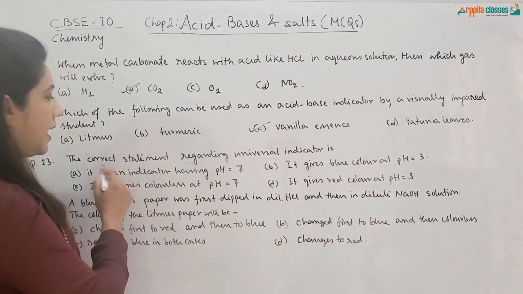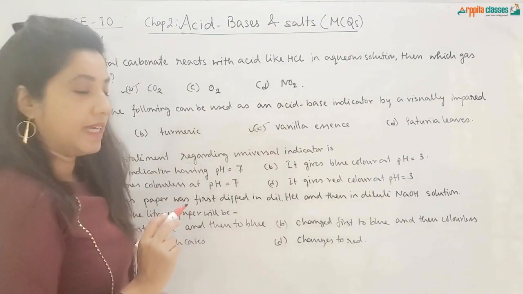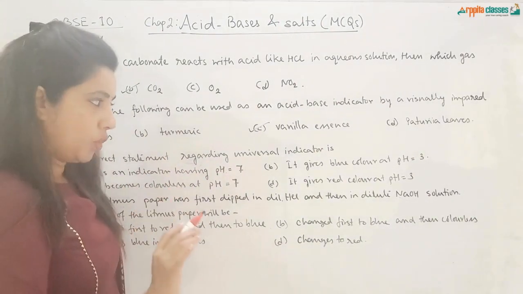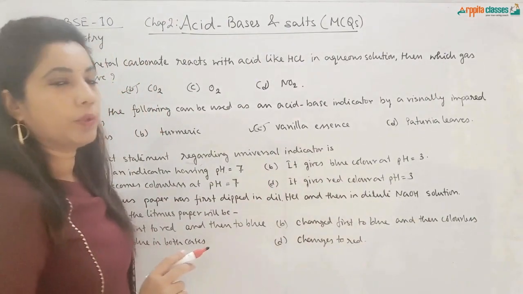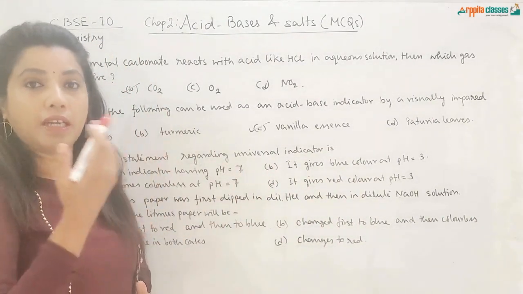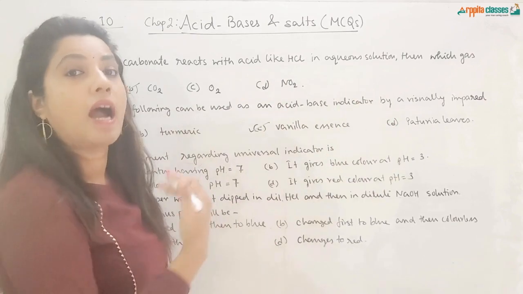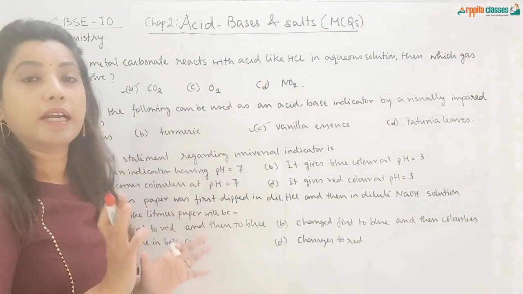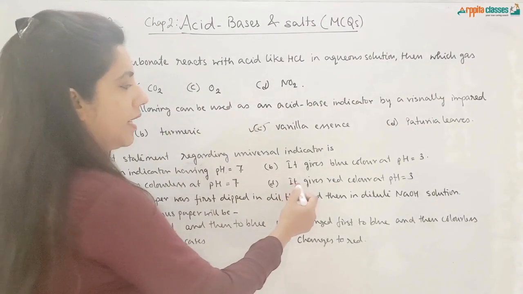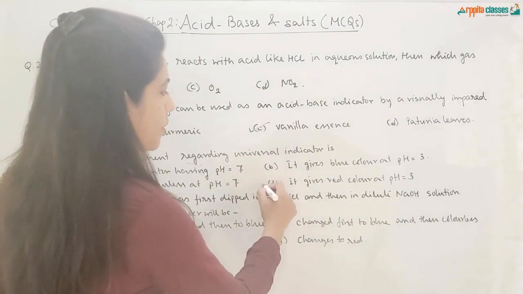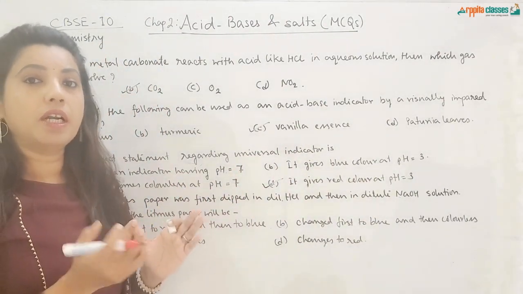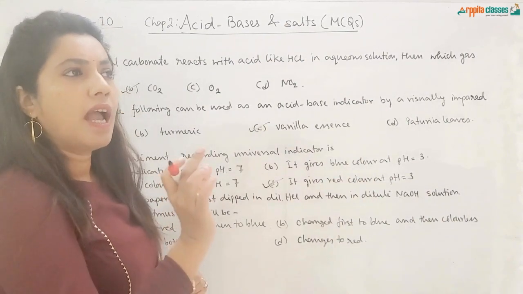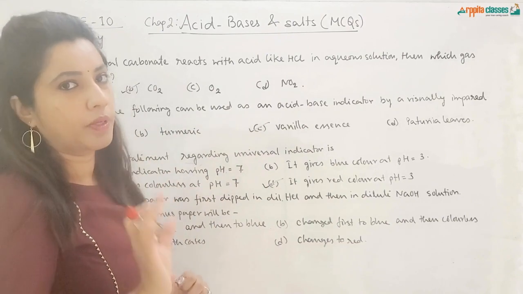Next question is, the correct statement regarding universal indicator is, it is an indicator having pH equal to 7, no. It gives blue color at pH equal to 3, no, because it gives reddish color in less pH and bluish color in higher pH. It becomes colorless at pH 7, no. It becomes almost like a green color at neutral solution. It gives red color at pH equal to 3, this is the right option. Because it gives red or reddish color when the pH is less, and it gives blue or greenish color, dark bluish color when the pH is higher, and green color when it has pH equal to 7.